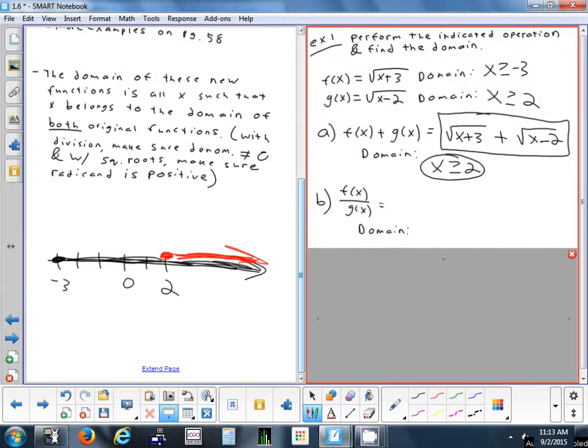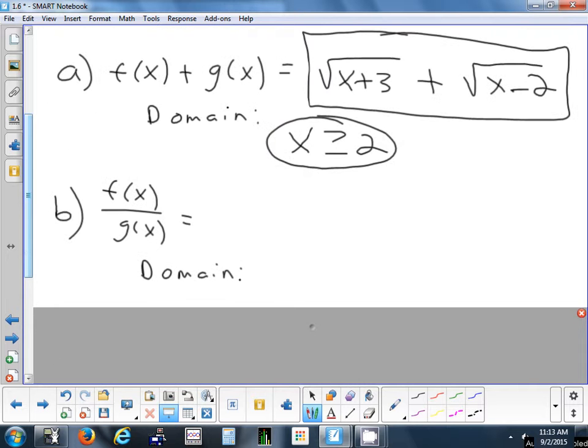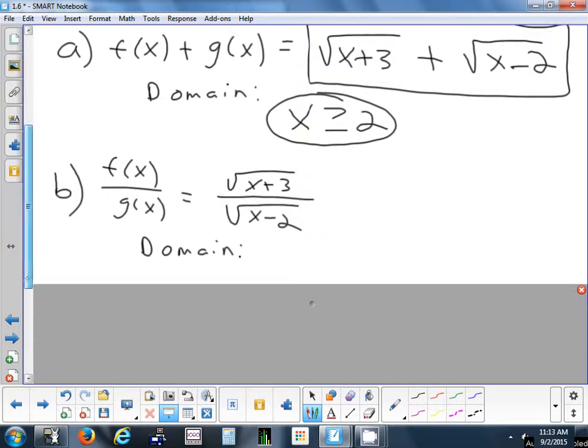Right, let's try this one. f of x divided by g of x. Devin, you don't have to give me the domain, just what's f of x divided by g of x? The square root of x plus 3 over the square root of x minus 2. Good. So there's our function.